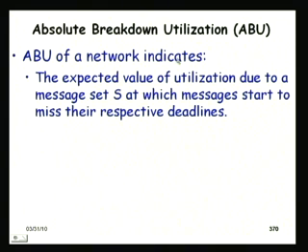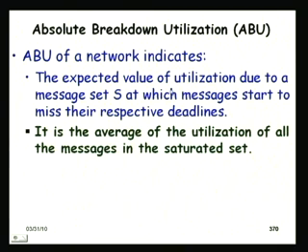To conceptually understand this metric, ABU is the expected value of utilization due to some message set S at which the messages start to miss their respective deadlines. So, as we keep on increasing the utilization of a network, at some point they start missing their deadlines. So, this captures exactly that: at what point, as we keep on adding more and more messages, messages will start missing the deadline.